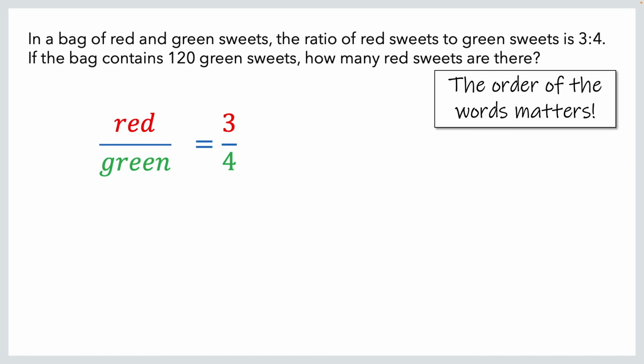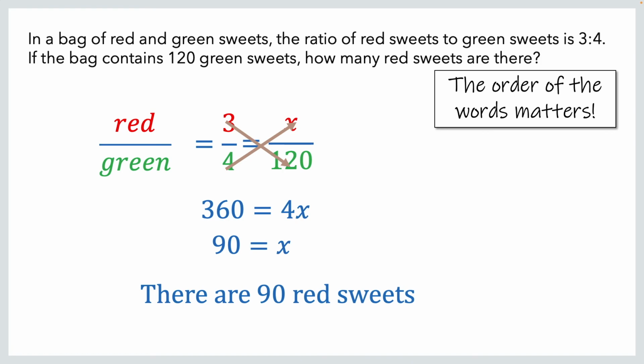So we know that there's 120 green, that's going to go on the bottom, and x, the amount of red sweets there are, that goes on top. Cross multiply, 3 times 120 is 360, 4 times x is 4x, divide both sides by 4, and you get x equals 90. There are 90 red sweets.